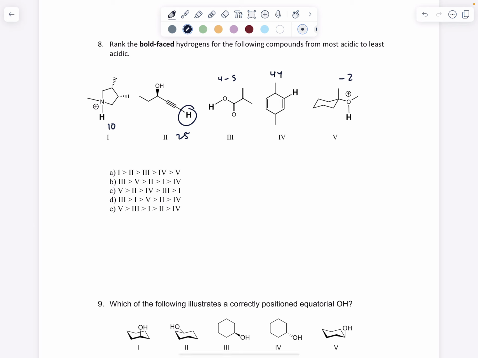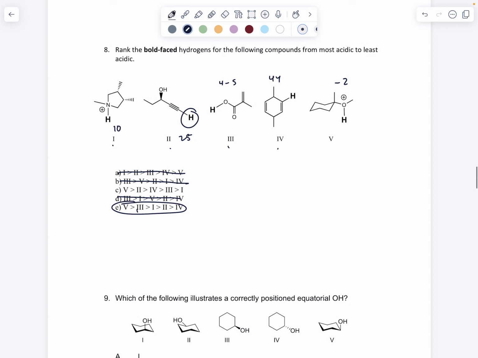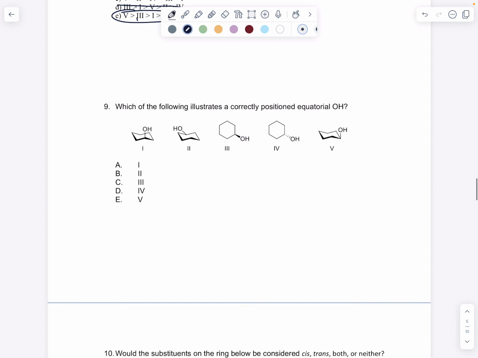So the most acidic is 5, so I can eliminate any that aren't 5. Starting with 5, and then the next is 3. 5, 3, 1, yep, and then 2, 4. And I like to check all of them, even though you can get it from less than that, just in case.